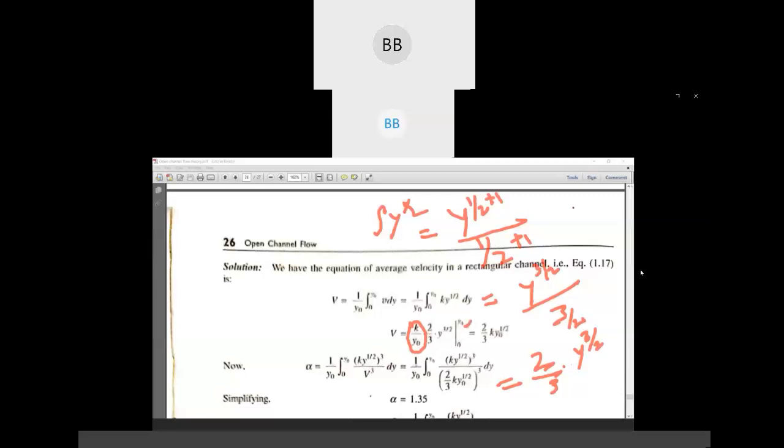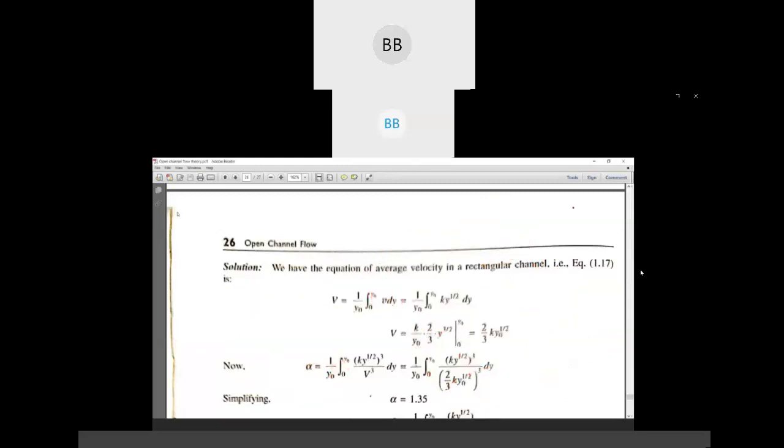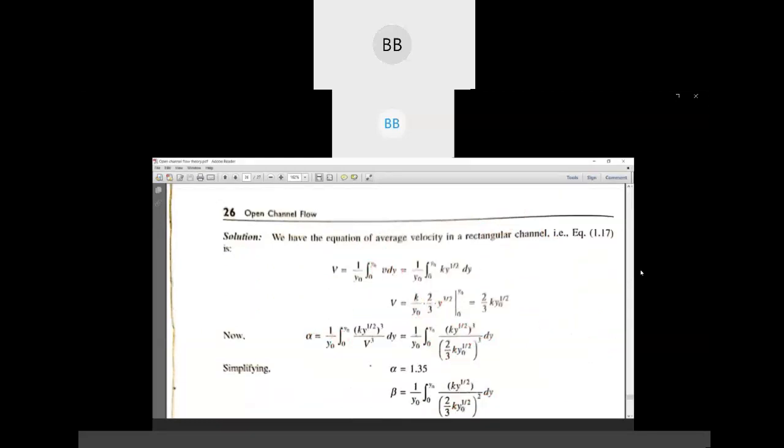Now, what we have to do, now we have to substitute the limit. So k by y naught is a constant, then 3 by 2, 2 by 3 is also constant now, then we have to substitute the limit. Those things we have already studied in mathematics, okay?